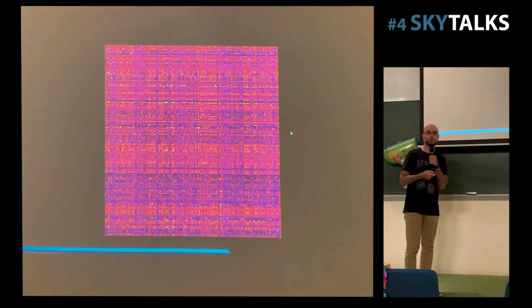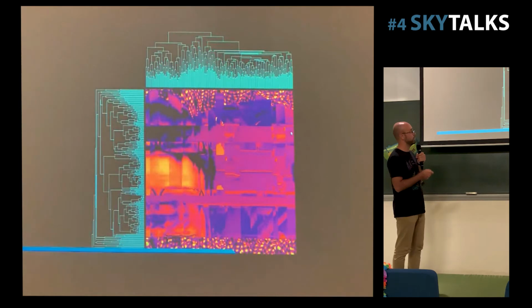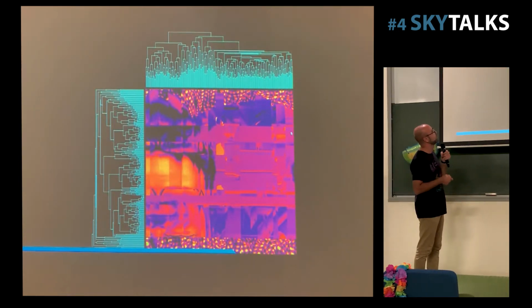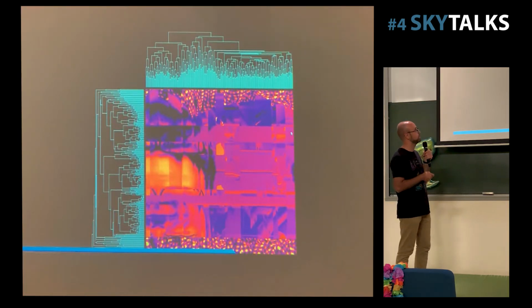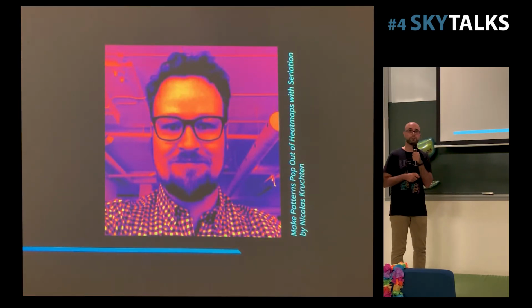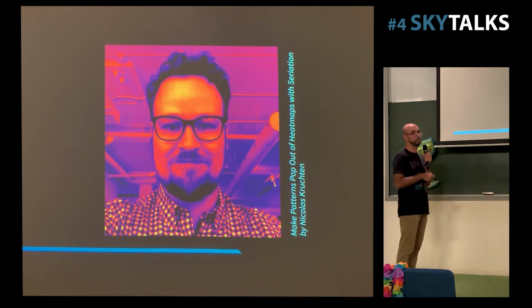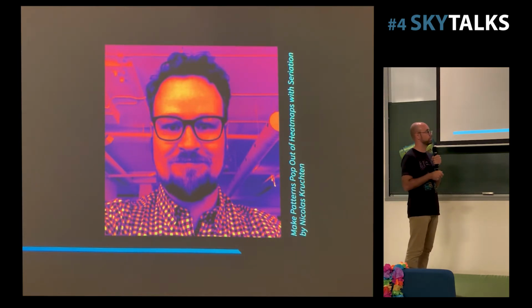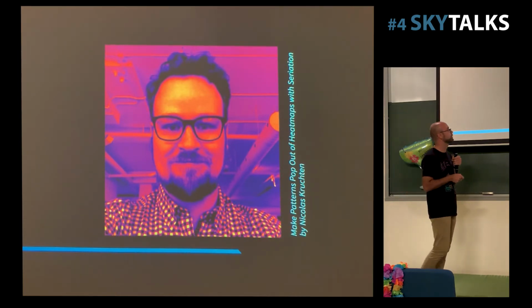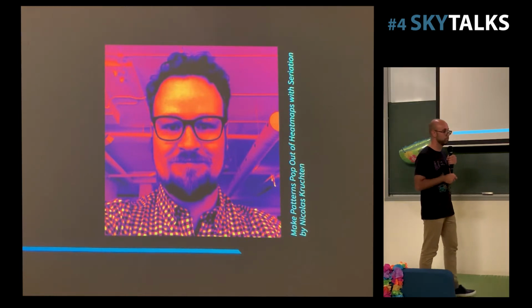Is it possible? Turns out that yes. If you apply agglomerative clustering, you'll get something like this. You will see some fine structure, you try to find some clusters, but it doesn't give you the result you want. You can apply another technique which is called seriation and actually reconstruct the original photo byte to byte, which is amazing. This idea was first suggested by Nicholas Krachton in his blog post a few years ago.